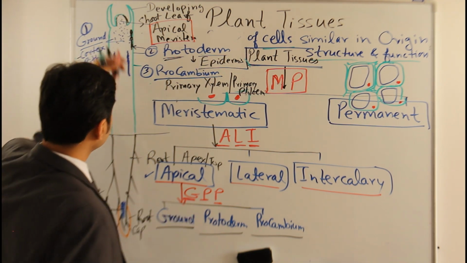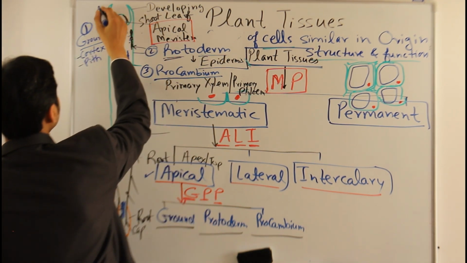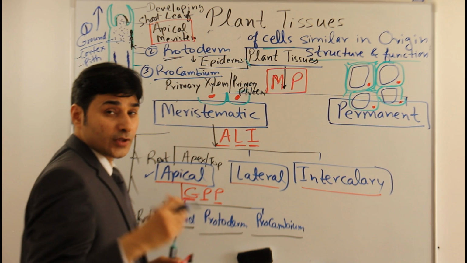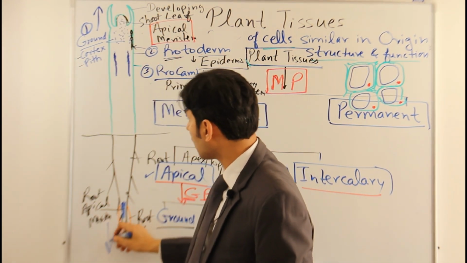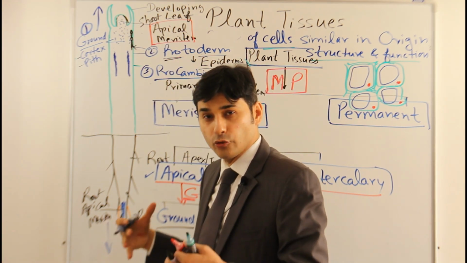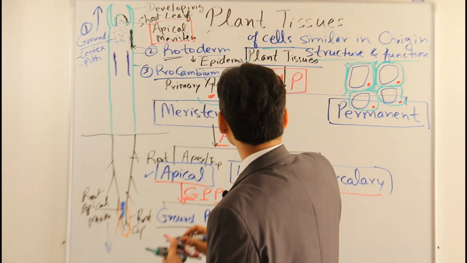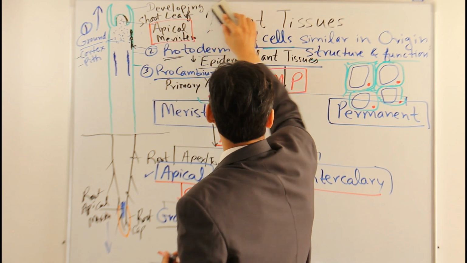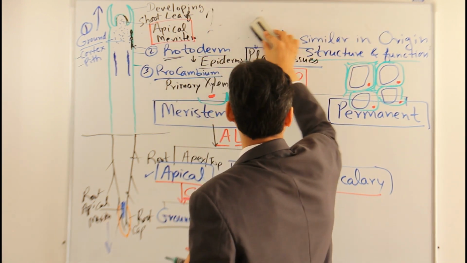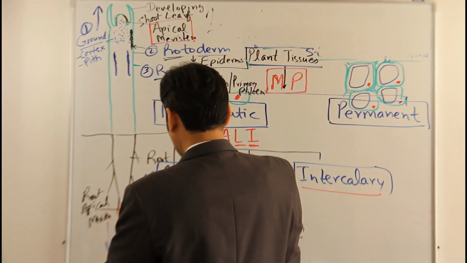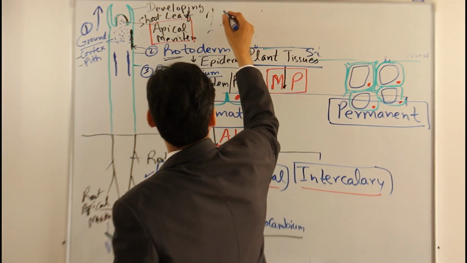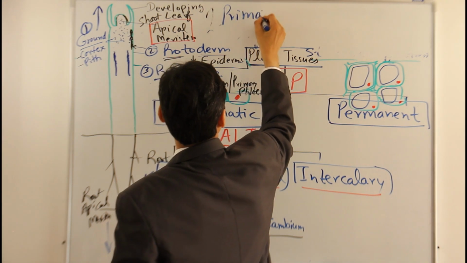Now all this growth which you can see here, it is going up in the stem part and going down in the root part. So this growth which we see here is called primary growth. So this growth is called primary growth, which is shown by the apical meristem.